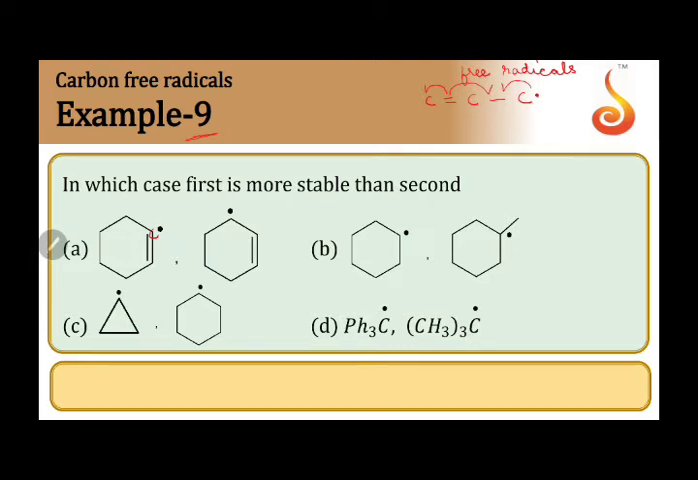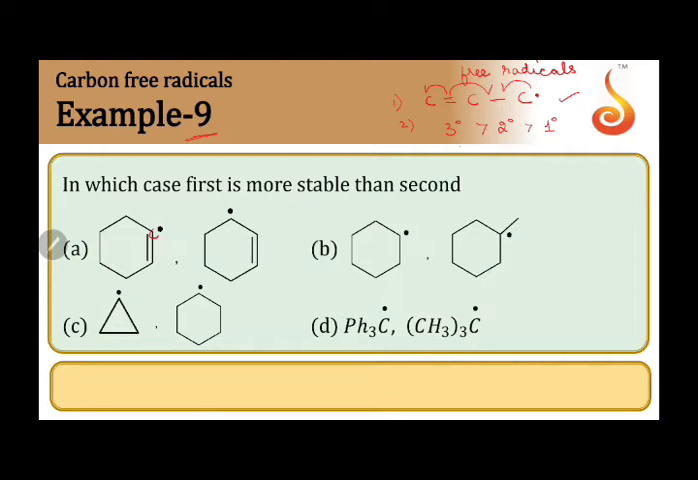Therefore, this type of system called as allyl free radical is quite stable. So we should watch out for this system. Then we also know that tertiary free radical is having more number of hyperconjugation forms, alpha hydrogen, and therefore it is more stable than secondary, more stable than primary free radical.